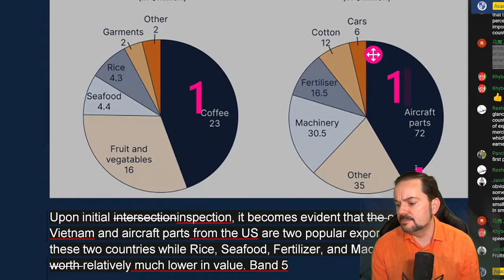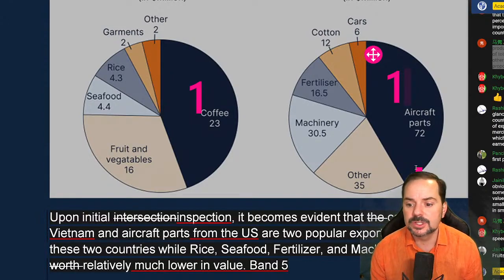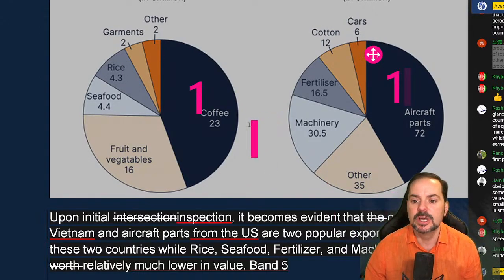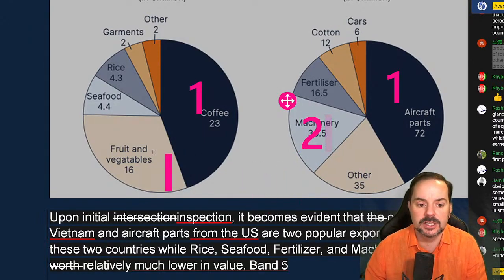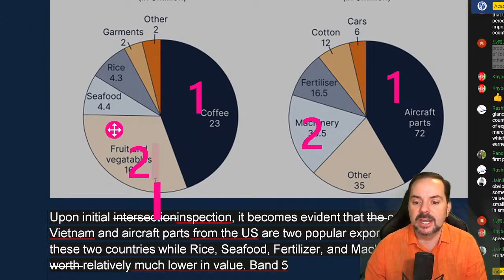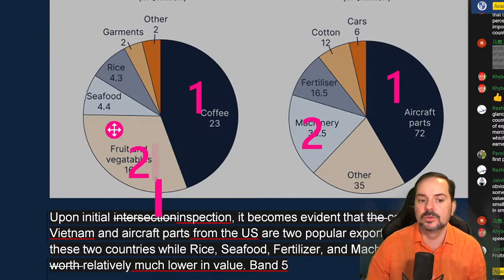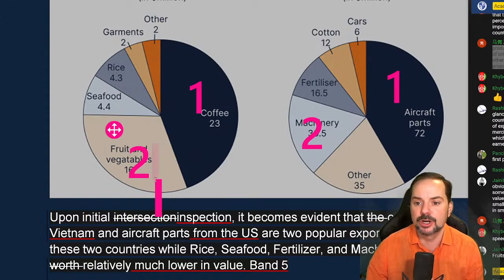So Janelle says machinery and fruits. Machinery from the US and fruits. Yeah, so that might be a good second point of comparison. I definitely wouldn't do others from the US because we don't know what that is, and that's a group, right? So that would be my second one for sure.